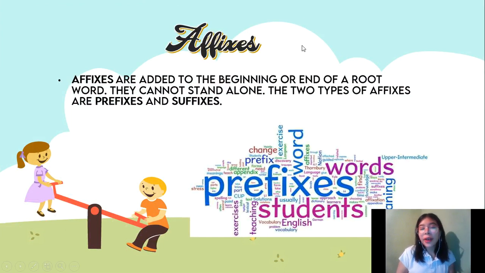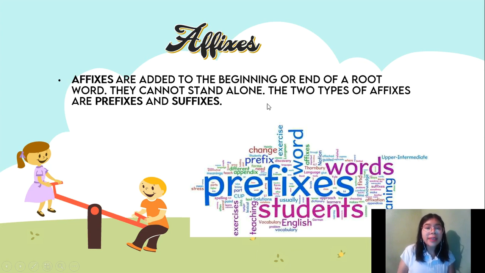Then we have a section for us to understand the breakdown of multisyllabic words based on affixes, which are groups of letters added to the beginning or the end of a root word. They can't stand alone by themselves; they have to be united to a root word. The two types of affixes are prefixes and suffixes.